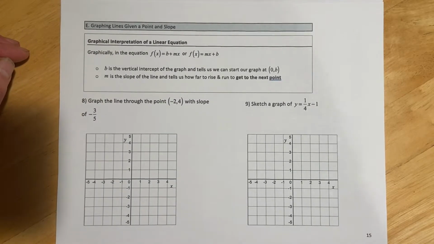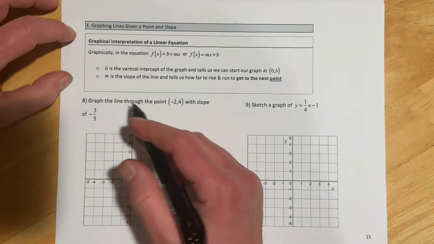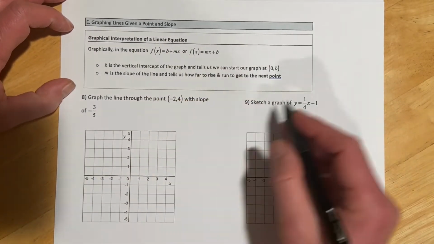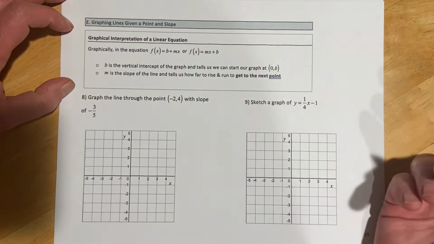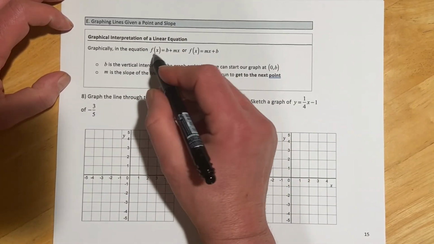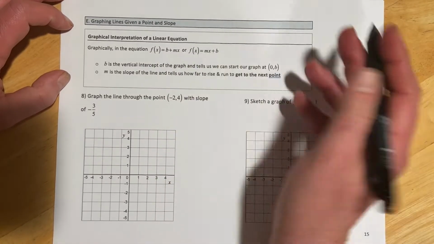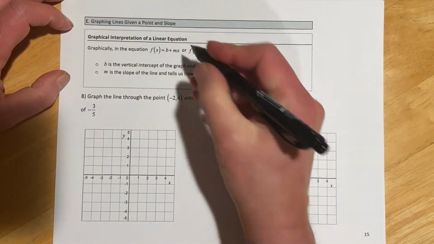Hey everyone, this is a quick little refresher on how to graph a line. And this is from a given point and a slope, which is basically the same thing we have when we have an equation of a line. So here we have f of x equals b plus mx, or mx plus b. Same thing, just written in two directions.